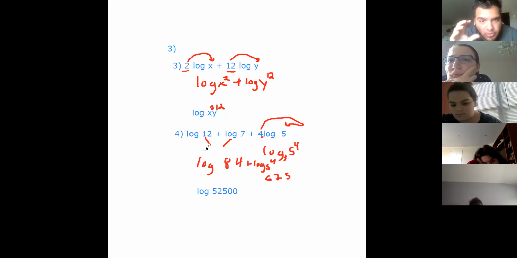Okay, that was all expanding. Does anyone have any questions on expanding? Because the next thing we do is condensing, which is the reverse. Some people find the condensing harder because it's kind of hard to think about.